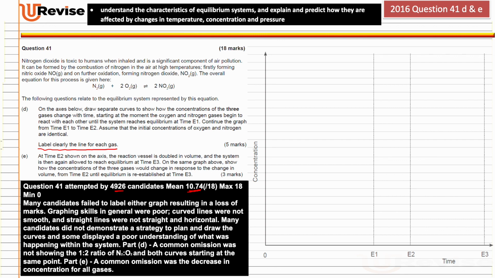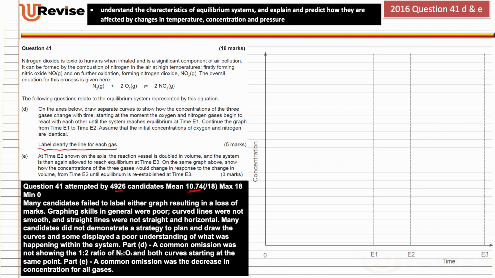Many candidates did not demonstrate a strategy to plan and draw curves, and some displayed a poor understanding of what was happening within the system. So, for example, what was happening when the volume was doubled, etc. And part D, the most common omission was not showing the 1:2 ratio between nitrogen and oxygen.